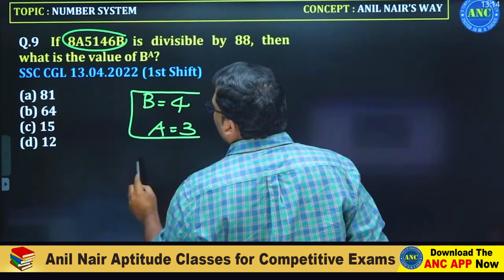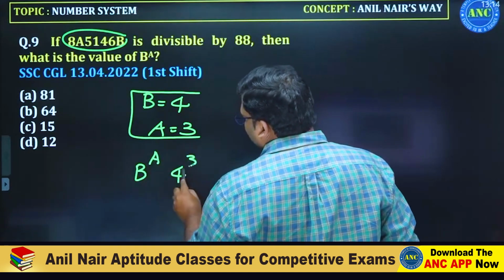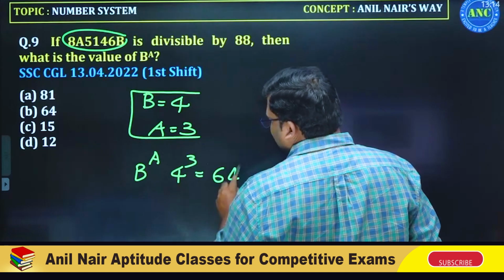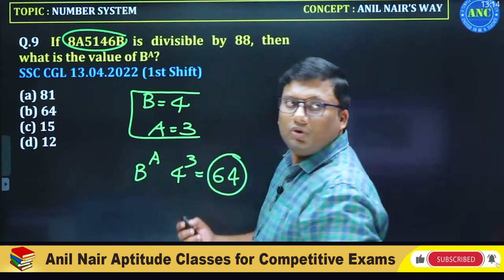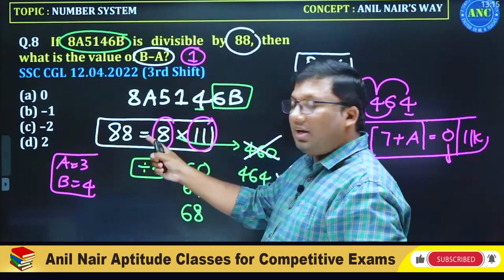B is 4, A is 3, we got. The question is B power A. B power A will be 4 power 3. The answer for this question is 64. Here B value is 4, A value is 3.